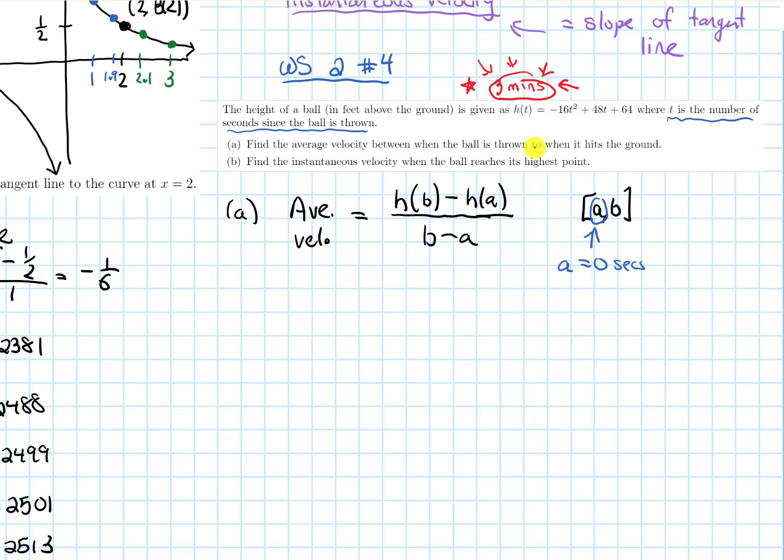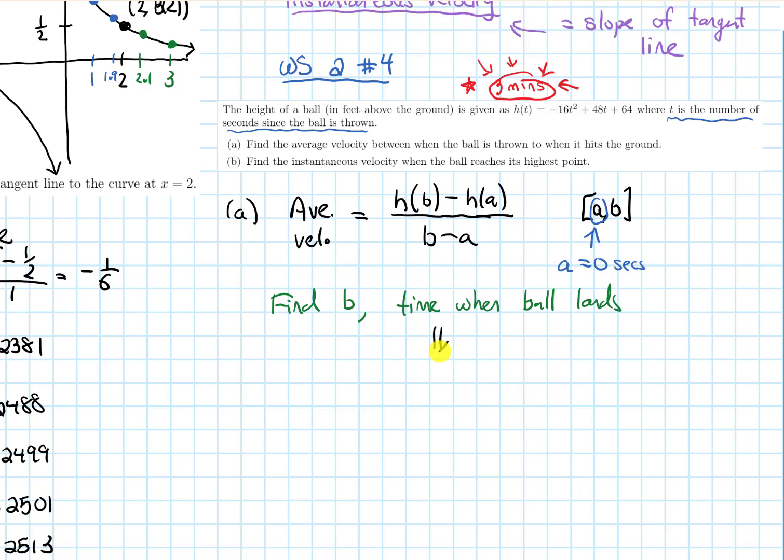And then up until, it talks about when it hits the ground. And we don't know when it hits the ground, so we need to find that. We need to find b, the final time, which is the time when the ball hits the ground, or when the ball lands on the ground.